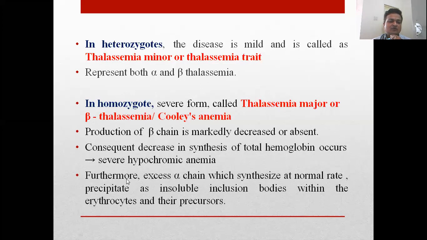See, furthermore, excess alpha chain which is synthesized at a normal rate. Suppose चेन ज़्यादा है, अल्फा प्रोडक्शन ज़्यादा है, बट सिंथेसाइज के रेट में कम है, precipitate to insoluble inclusion body within the erythrocyte and their precursors.